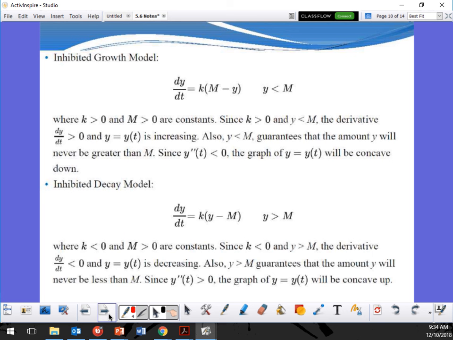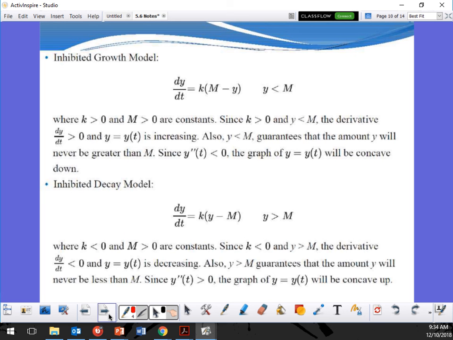Where k is greater than 0 and m is greater than 0, constants. Since k is greater than 0 and y is less than m, increasing, the guaranteed amount will never be greater than m, since the second derivative is going to be less than 0, so the graph will be concave down.